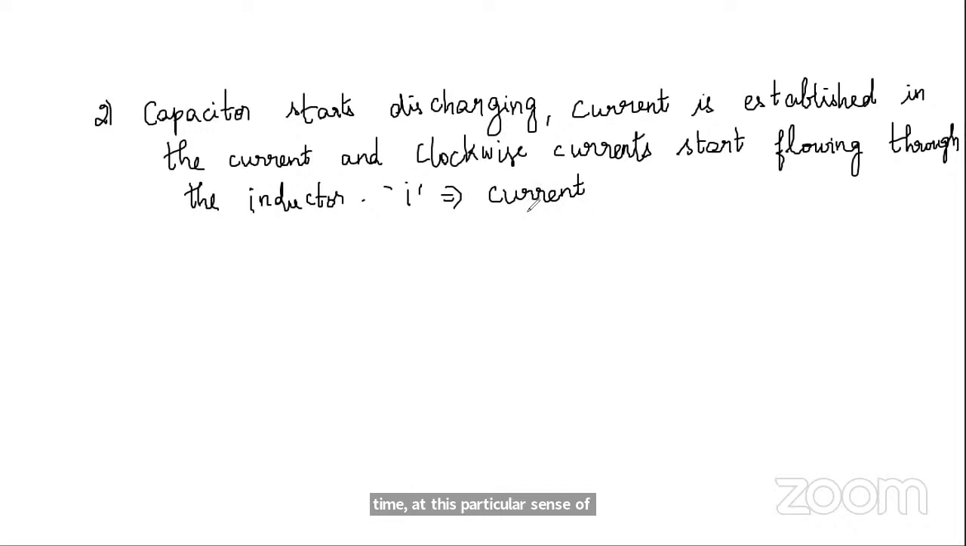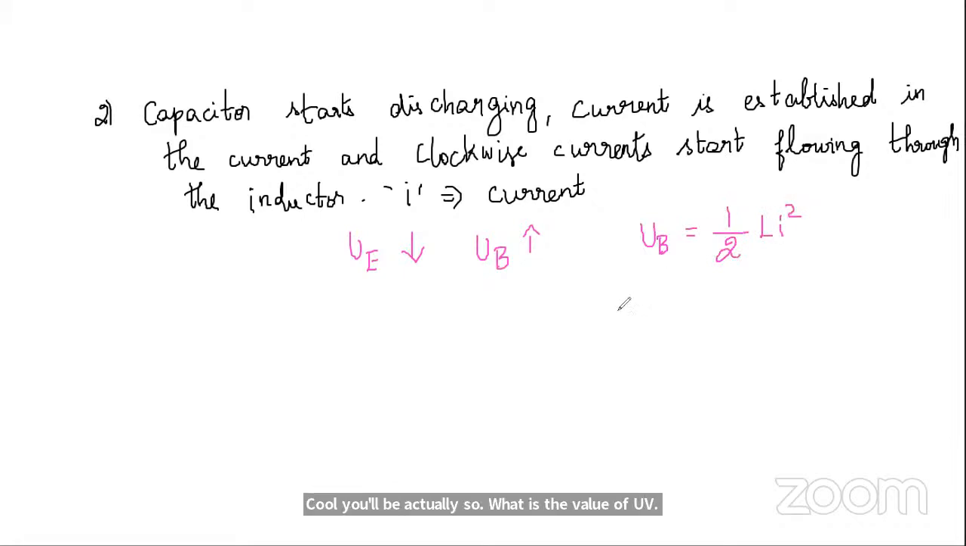Due to the discharging of the capacitor, the charge on the capacitor decreases. So the electrical energy decreases, because the capacitor starts discharging. At the same time, current starts flowing through the inductor, clockwise. So the energy stored in the form of magnetic field in the inductor increases. So U_B actually increases. What is the value of U_B? That is half L I squared.